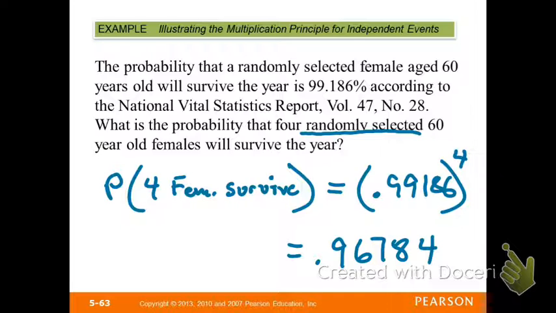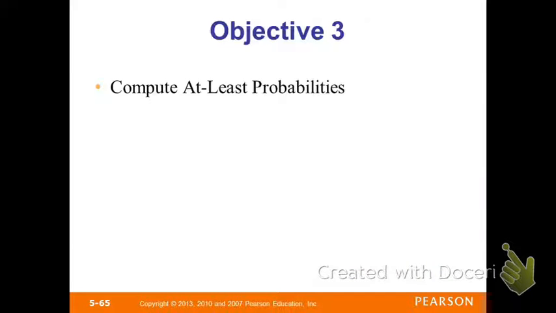So the interesting thing that takes place here is we'll notice that if this was 5 females that we were talking about, then the only thing that's going to be affected is that exponent there. So we could talk about the probability that 500 females would survive. And as you can see, as the number gets higher and higher, this value is going to continue to get smaller, right? The probability that 4 females will survive the year is lower than the probability that only 1 will survive the year. All right, so let's look at how this might extend to computing at least probabilities.